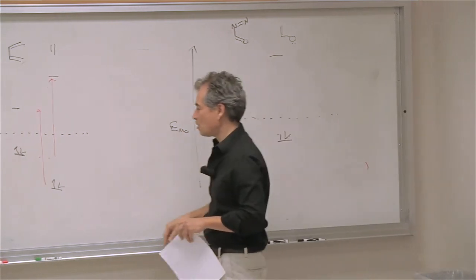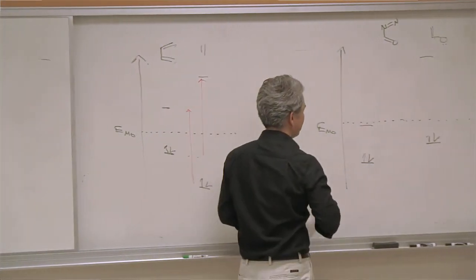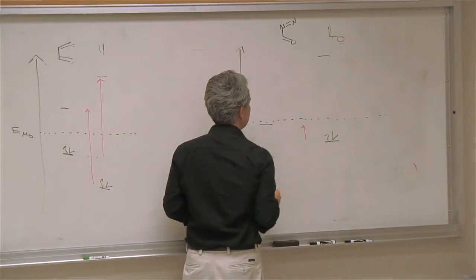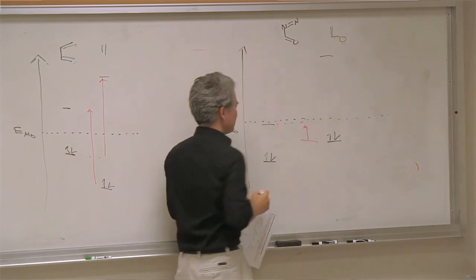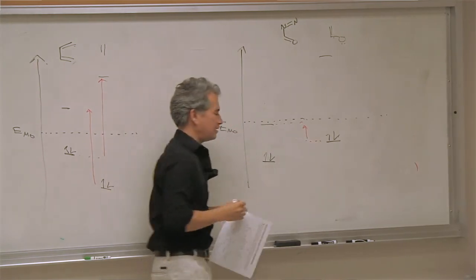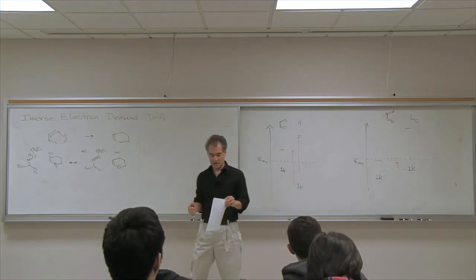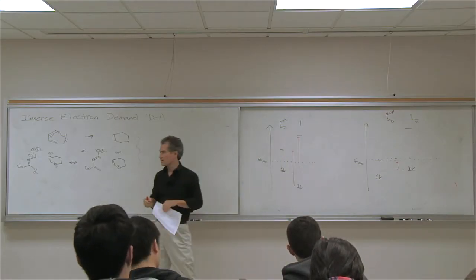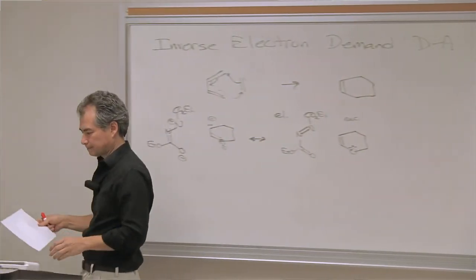And so I end up with this HOMO-LUMO gap. It's very small, and that's what drives this reaction, is that small HOMO-LUMO gap. So you can reverse the roles of these reactants in a Diels-Alder reaction. And that's called the inverse electron demand Diels-Alder reaction.